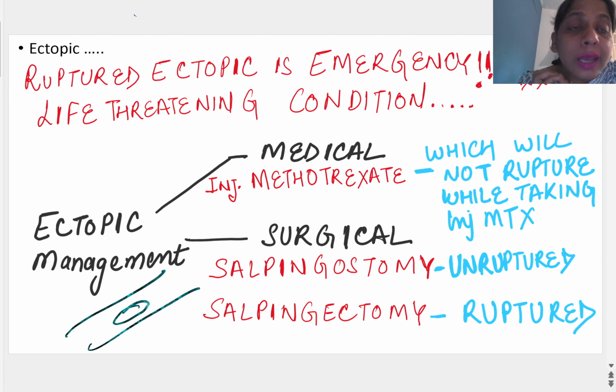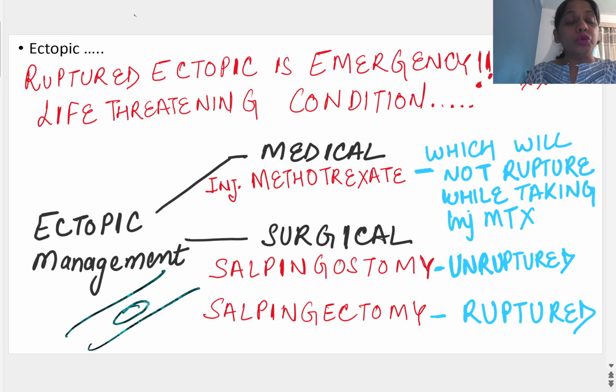Why? Because in unruptured tubal pregnancy only the tube doesn't tear. Once the tube has torn, then how can we save the tube? The tube has been destroyed. Then we will do salpingectomy.